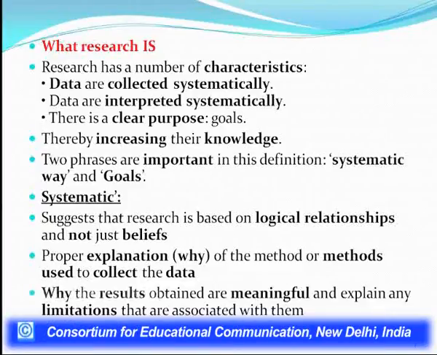Let us have a deep insight into what research means. Research has a number of characteristics. One, data are collected systematically. Two, data are interpreted systematically. Three, there is a clear purpose or goal. Four, thereby increasing knowledge. Two phrases are important in this definition: systematic way and goals. So what is systematic? It suggests that research is based on a logical relationship and not just beliefs. It requires proper examination of the method or methods used to collect the data, why the results obtained are meaningful, and an explanation of the limitations associated with it. So it has a deep meaning.